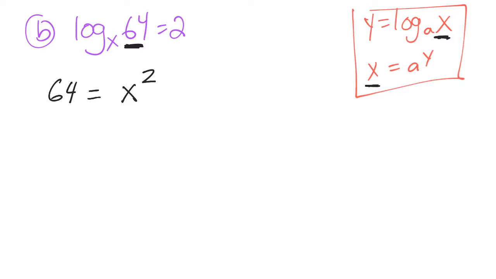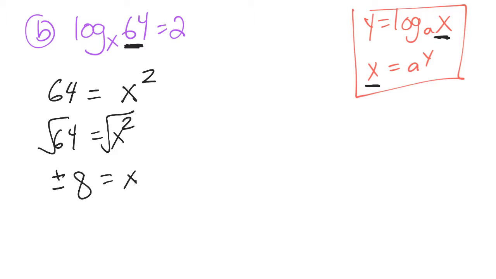Now we're going to simplify and solve this. Well, we know how to solve this guy. We take the square root of both sides. So the square root of 64 is going to be plus or minus 8. So x equals plus or minus 8.